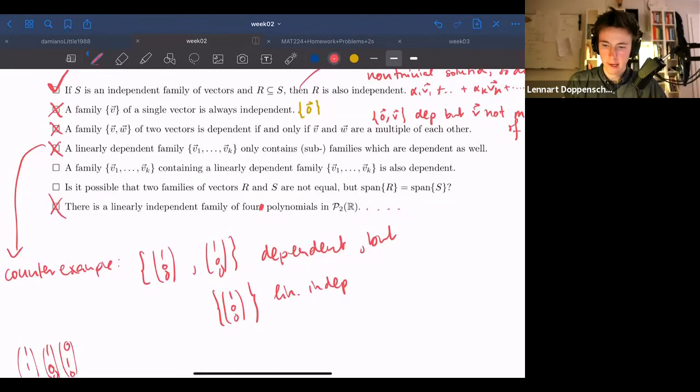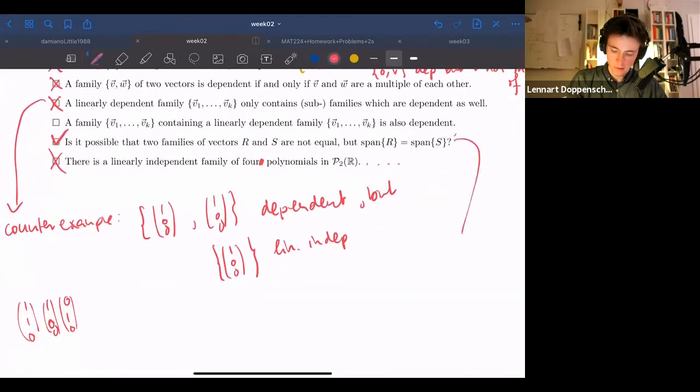What about the second last one? What about this one? Yeah, this is definitely true. And we've seen this in the lecture before. There was a theorem about this, in which case spans are equal. Namely, if R is contained in the span of S and S is contained in the span of R, then they're equal. So I'm not going to say anything else about this.